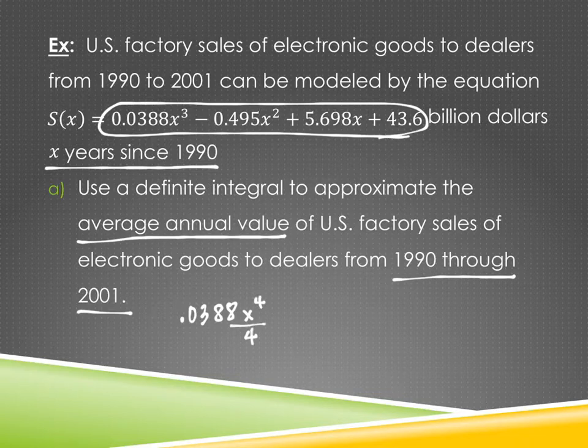All right. How about the next part? How about the negative 0.495? I leave it. What do I do with x squared? X cubed divided by 3. The next piece is 5.698x. So what's that one?